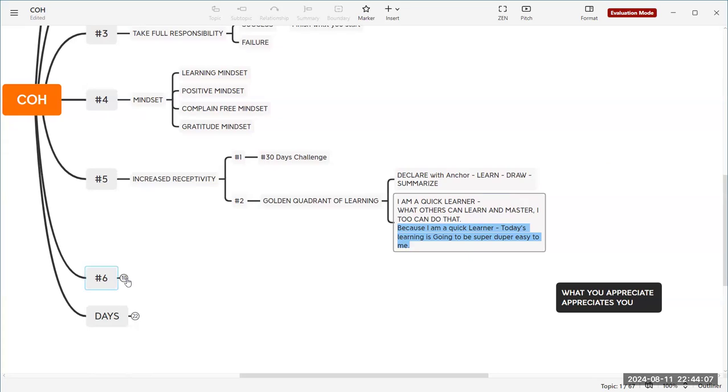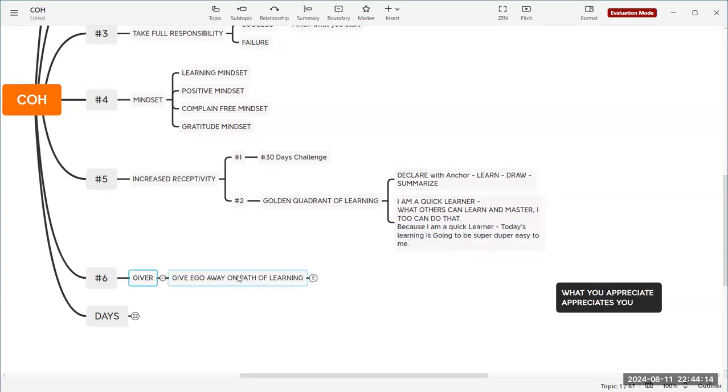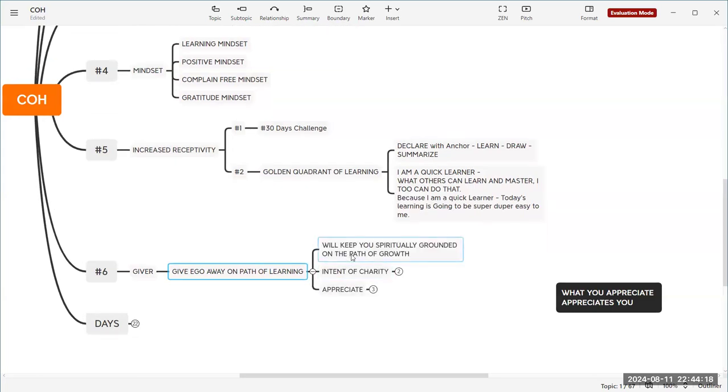One very important thing: because you are here to get placed, you need to be a giver. Giver means what? Keeping ego away on the path of learning. That makes you more spiritually grounded on the path of growth. When I say more spiritually grounded, it means your happiness level increases. And why is it required in corporate?